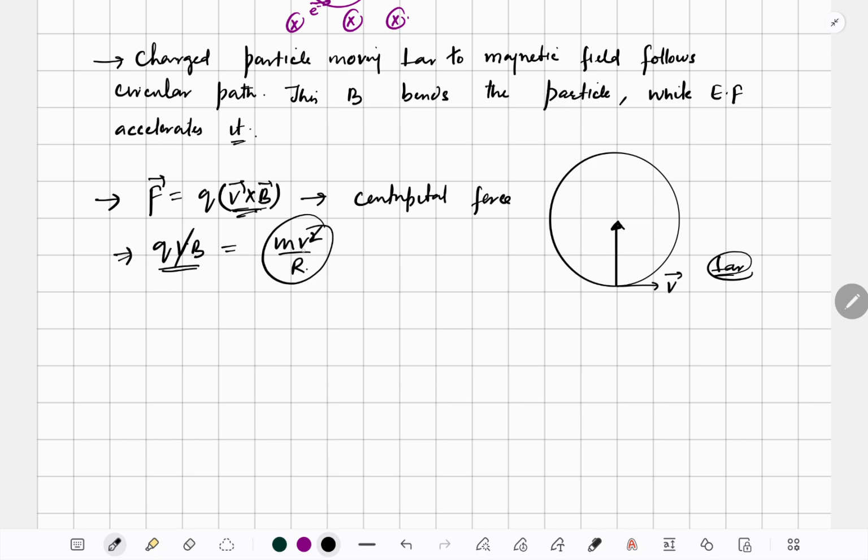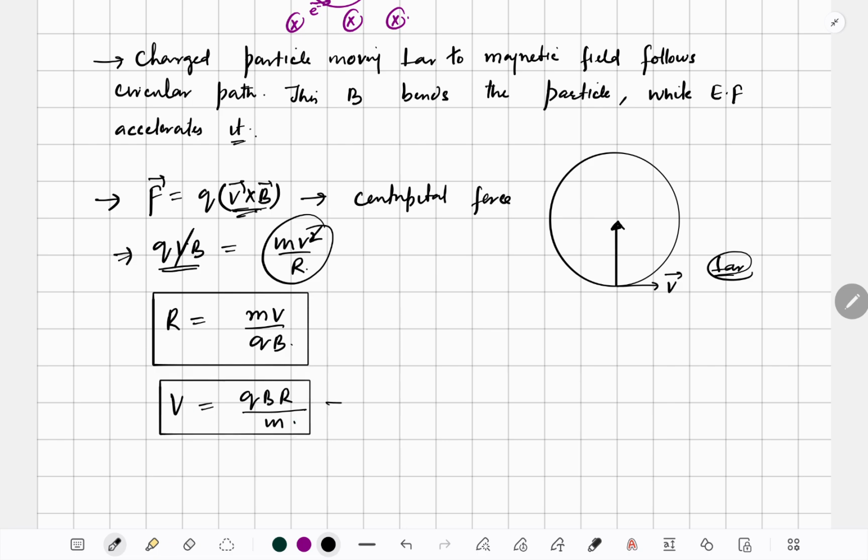We can cancel certain things, this and this. We would be able to calculate r, the radius. So that would be mv divided by qB. This would be the radius of the circle. Okay, and we can also find the velocity from here. We can write qBr divided by m. This is the velocity expression. Now this is very important. Why is this very important? Because finally you will understand the limitation of the cyclotron from this equation.